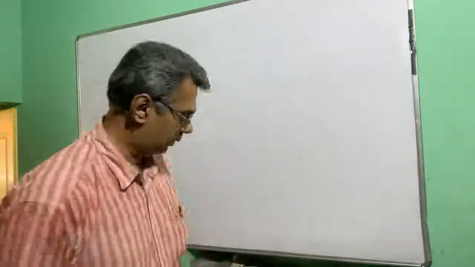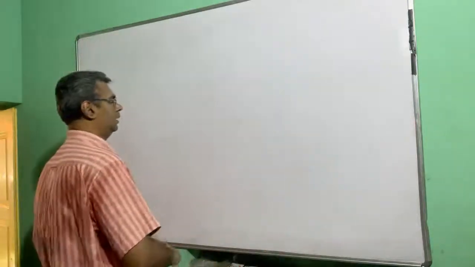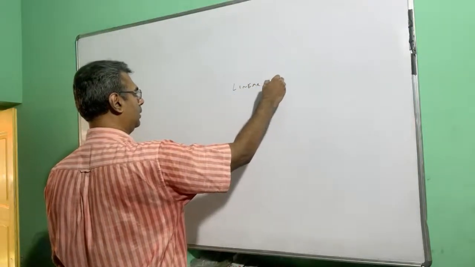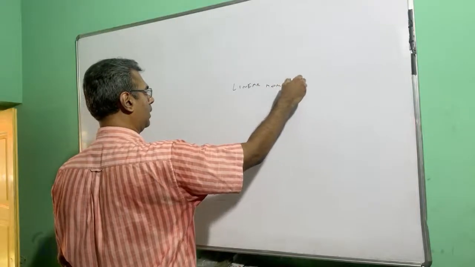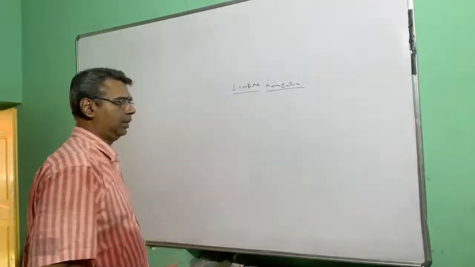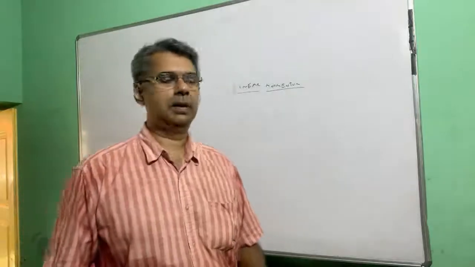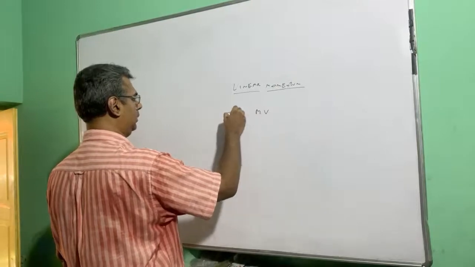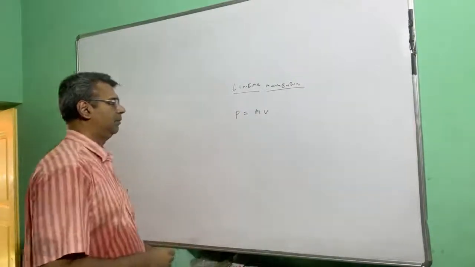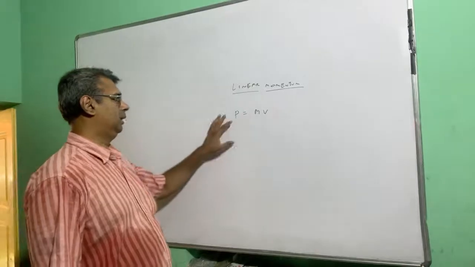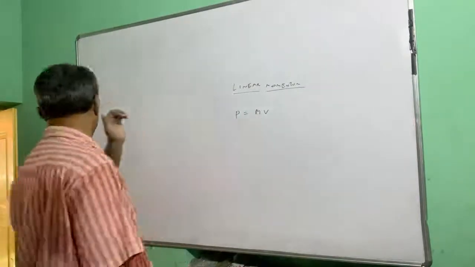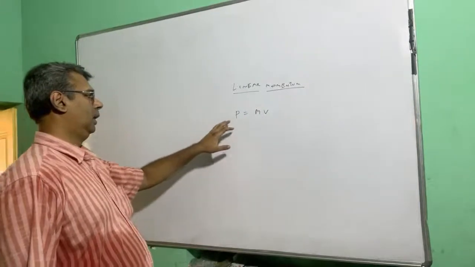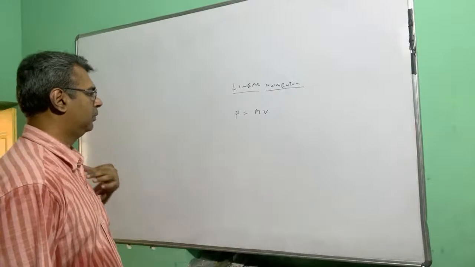Okay, so today we will discuss one topic, that is linear momentum. Any body which has got a mass and a velocity, the product of mass and velocity is called momentum, and the symbol for momentum is P.